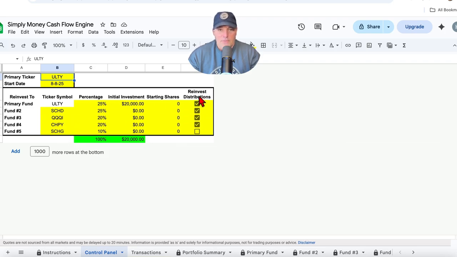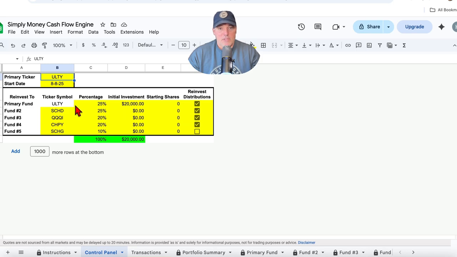Now this here is if you want to reinvest the distributions. Obviously with the primary fund, we have 25%. We want to reinvest some of those distributions. We're turning that ability on in the tab, and you'll see that again in a moment. We'll go through all of that. With SCHD, not only are you putting 25% of Alti's distribution into SCHD, whatever SCHD pays for itself, you're going to reinvest that as well.